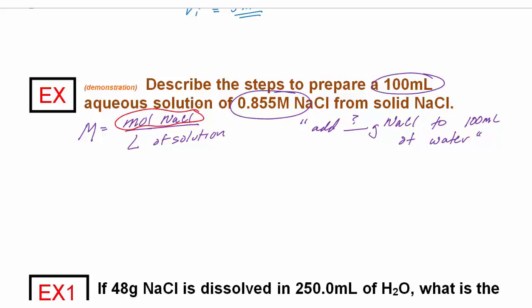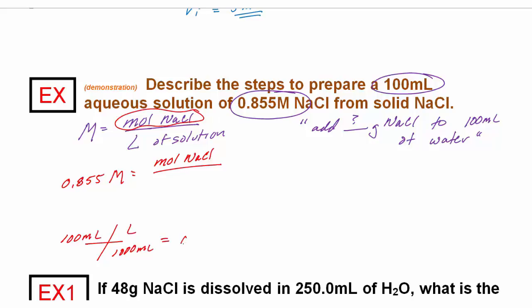Let's just solve for moles, then use molar mass to convert to grams. So my molarity is 0.855, my moles of sodium chloride all over liters of solution. I have 100 milliliters. 100 milliliters, you can just move the decimal place over 3 places or divide by 1,000. There's 1,000 milliliters in a liter. So that would be 0.1 liters. Right? Move the decimal place over 3 places. 1, 2, 3. 0.1 liters. So that goes in the bottom.